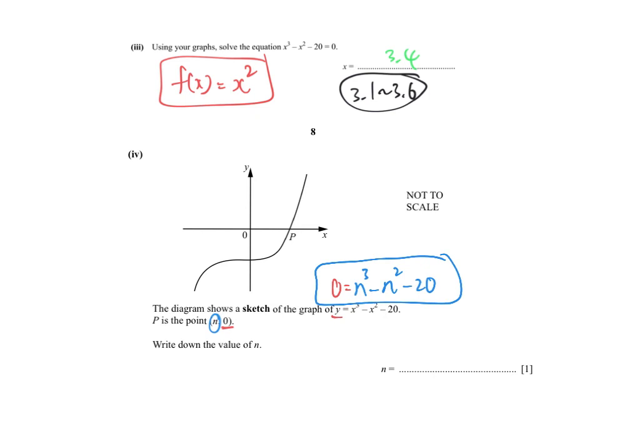But look at this. We have already solved x cubed minus x squared minus 20 equals 0. We got that x will be 3.4. So these two equations are just the same, just the unknown changes from x to n. So they should have the same answer. So just the same answer as part 3. So 3.4. The end.